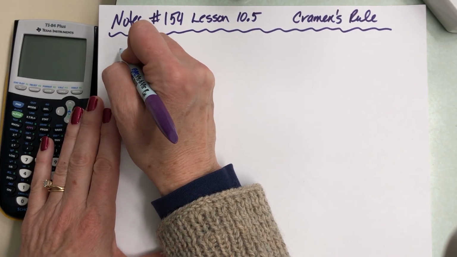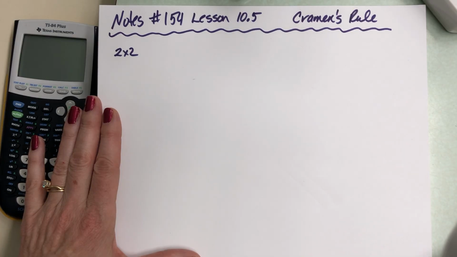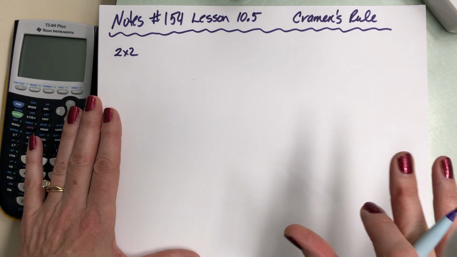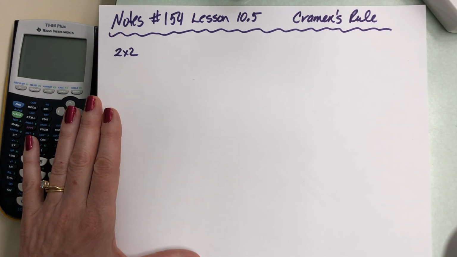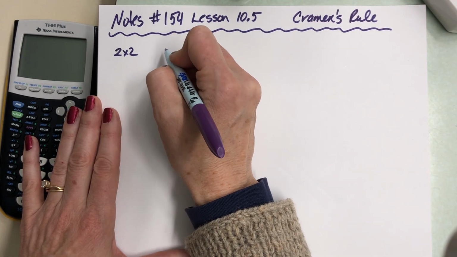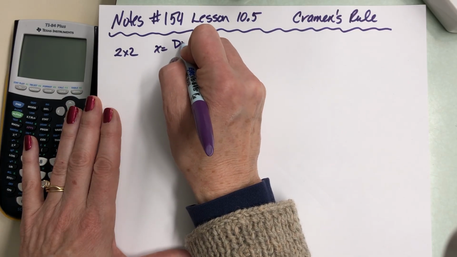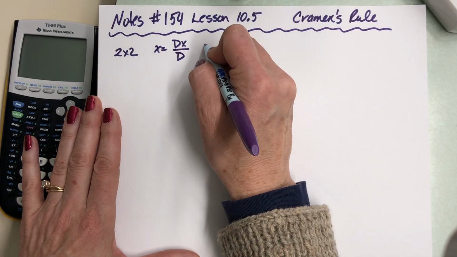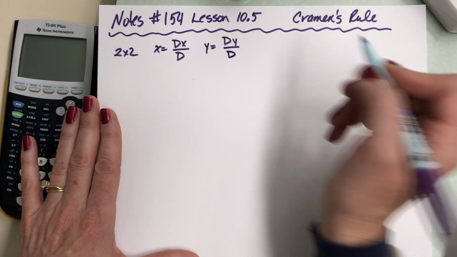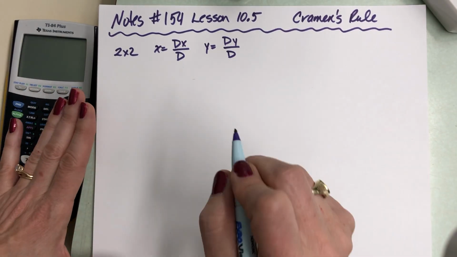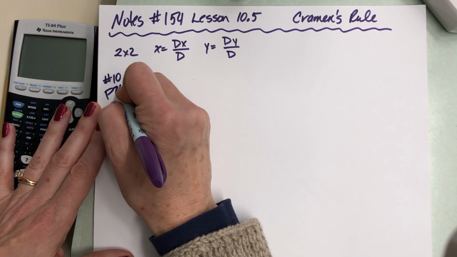Okay, so Cramer's rule: if you have a 2 by 2 system, a small square matrix, x is equal to the determinant with x replaced over the determinant, and y is equal to the determinant with y replaced over the determinant. And you're probably thinking, Glenn, what in the world does that mean? Let me show you. I'm on number 10 on page 785.